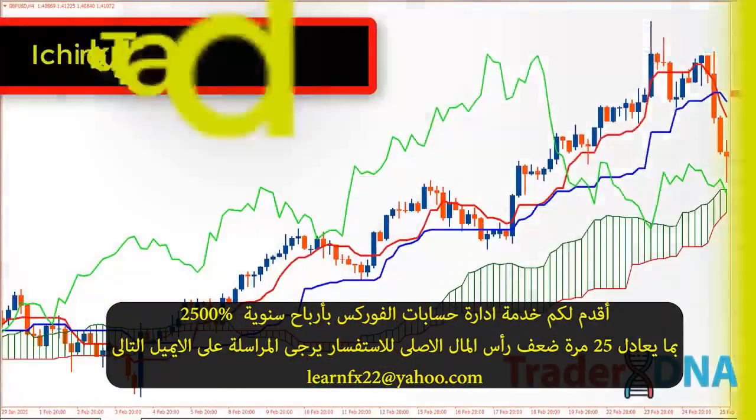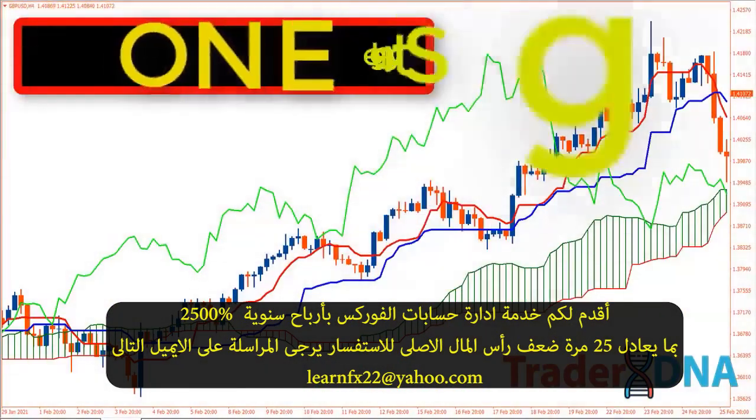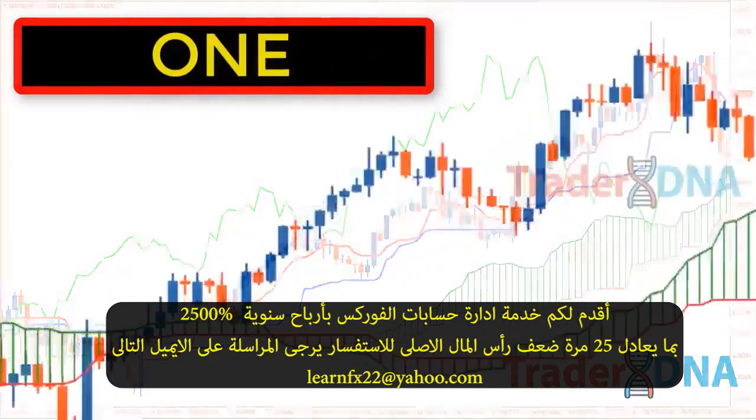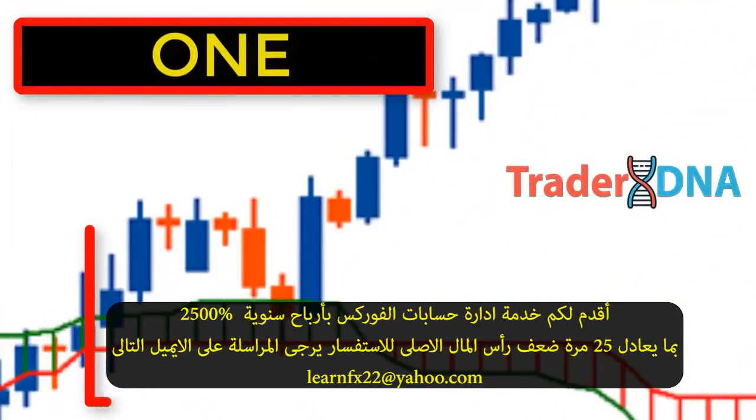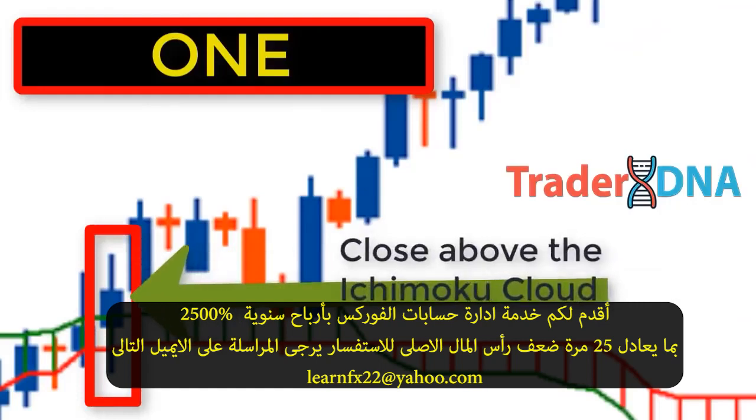Ichimoku indicator trading strategy. Buy rules. Step 1. Wait for the price to break and close above the Ichimoku cloud. Ichimoku trading requires the price to buy above the cloud. This is because it's a bullish signal and potentially the beginning of a new uptrend. The cloud is built to highlight support and resistance levels. So, when we break above or below the Ichimoku cloud, it signals a deep shift in the market sentiment.